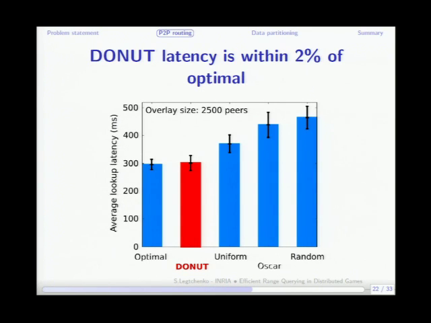Then we used our latency traces to estimate the latency of the routing process with an overlay size of 2,500 peers. And here again, we can see that Donut is really close to the optimal strategy and enables average routing within 300 milliseconds through the overlay.